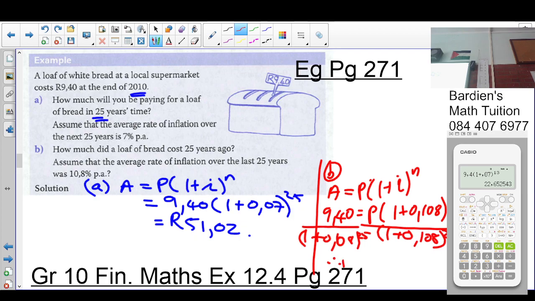So therefore P is equal to, on our calculator, 940 over open brackets 1 plus 0.108 to the exponent 25. That gives 72 cents for a loaf of bread. But the money that you guys have at home, I don't even think you can make up 72 cents. You guys don't work with 20 cents, no? And 2 cents is definitely not.